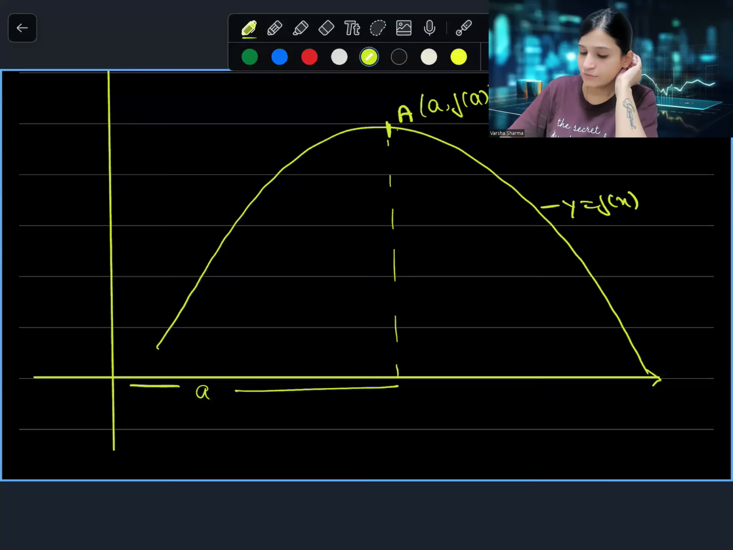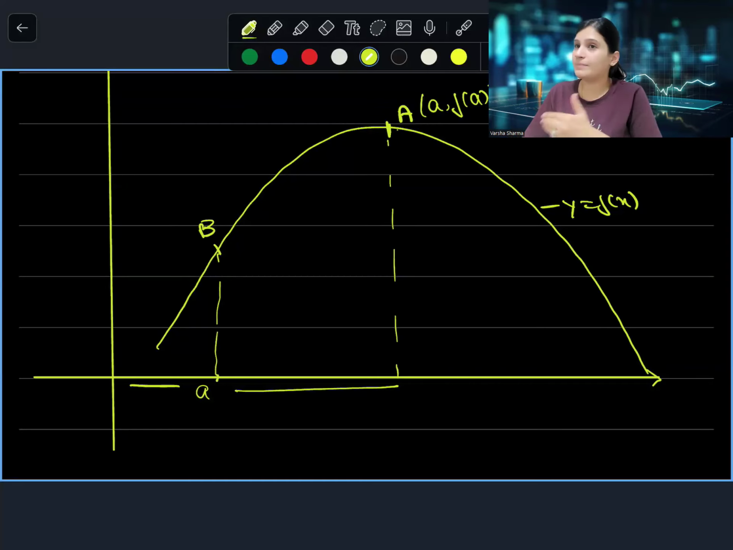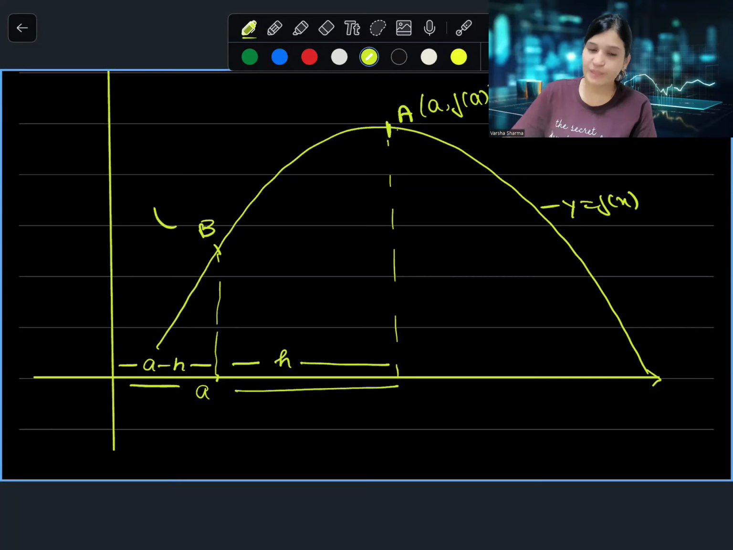F of x, which is this line. I'm taking a point B on the left side of it. That means the x coordinate of the point B will be less than the x coordinate of the point A. So if I take this difference to be h, agreed? What will be the coordinate of the point B, guys? B comma f of B.